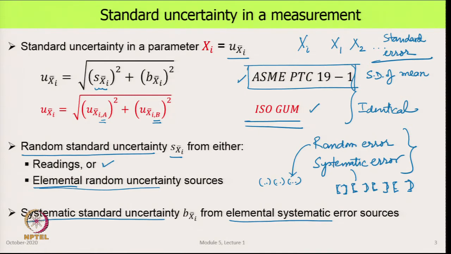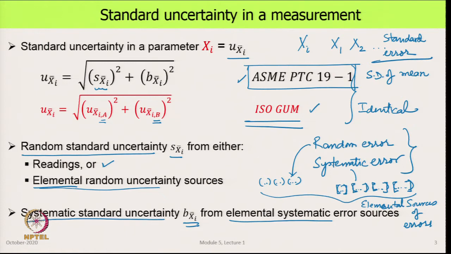Each one of these are elemental sources of error. In the systematic errors, we take the magnitude of all of these. We will see a procedure for doing that. Then we combine this in a mathematical formula and get B x i bar. So, that is the big picture.